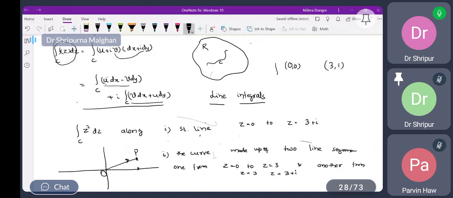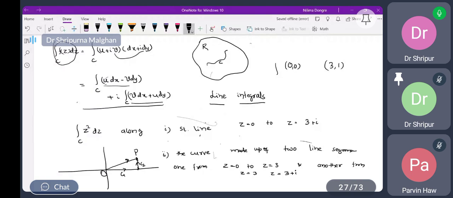And the second from z is equal to 3 to z is equal to 3 plus i. We call this C1 and this C2. So integration over C will be equal to integration over C1 plus integration over C2.